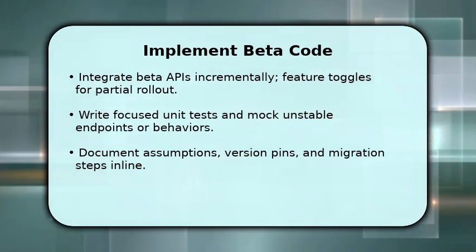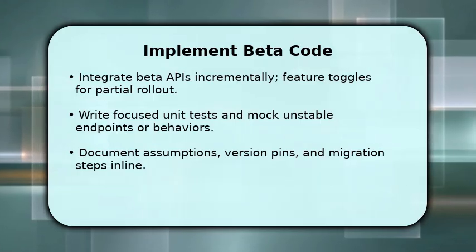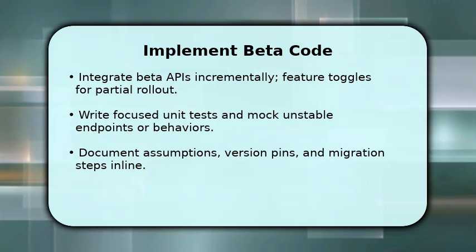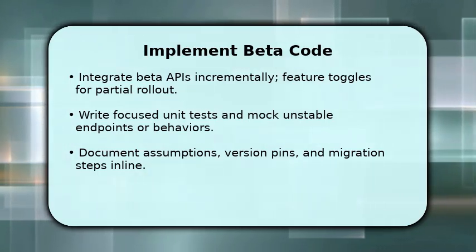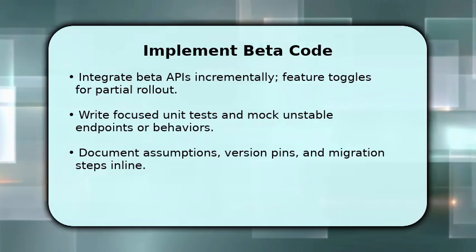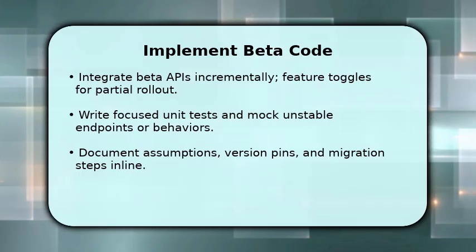with feature toggles. Enable one capability at a time so failures are isolated. Once done, write focused unit tests and mock unstable endpoints to validate behavior without production risk. Make sure to pin versions and document migration steps inline so others can follow.